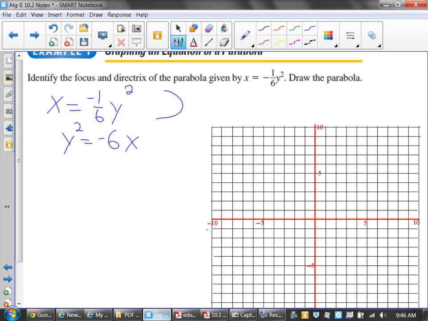I'm sorry. I thought something looked weird when I was looking at that. This is x squared equals 4py. I wrote it backwards. The squared term is supposed to be on the outside. I'm sorry.